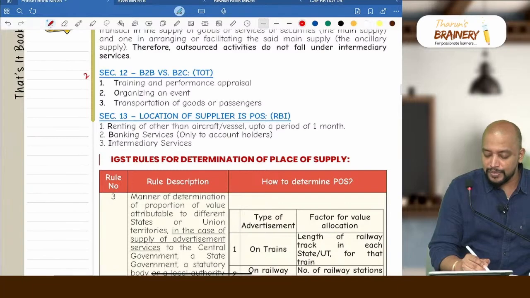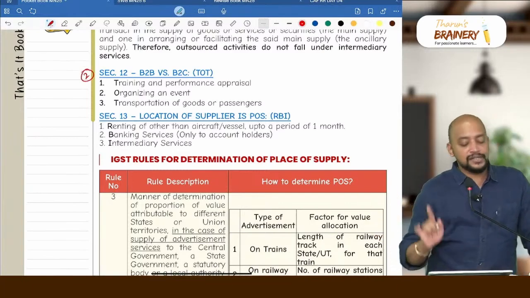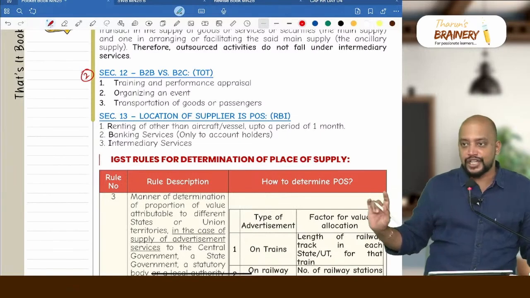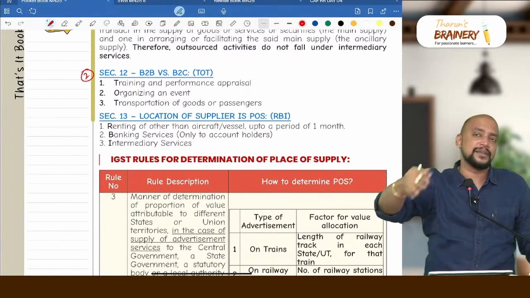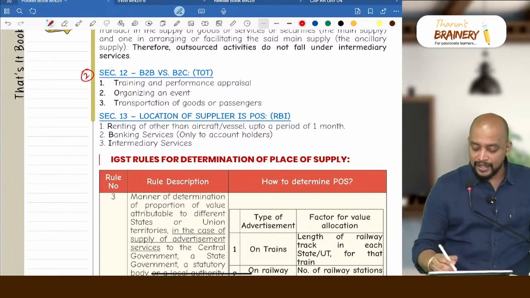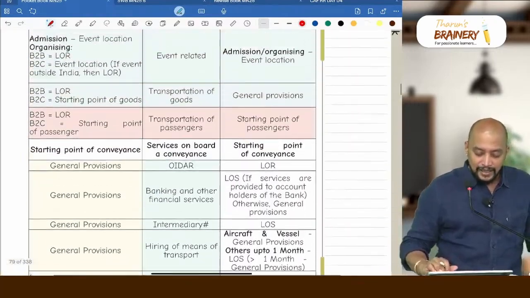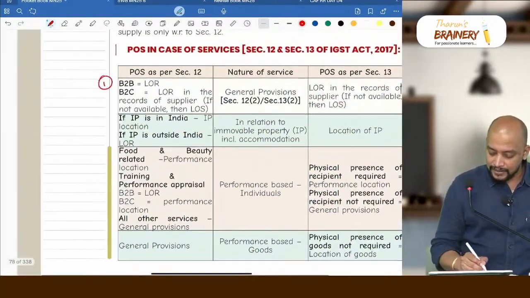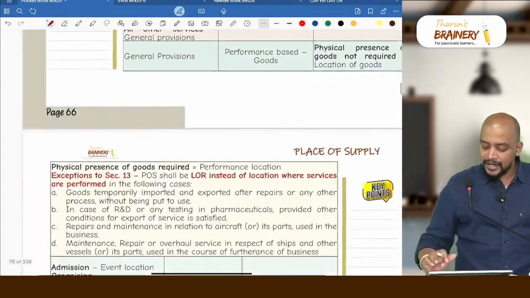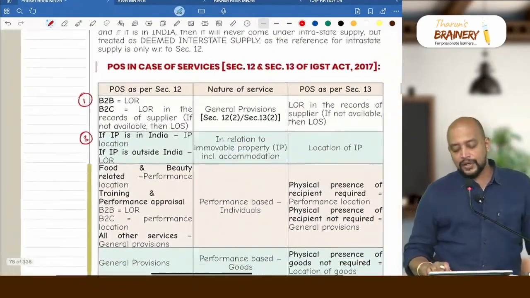What is that? B2B, B2C classification, where it is required: TOT, training and performance appraisal, organizing an event, transportation of goods or passengers. So there B2B, B2C will always be applicable, and B2B will be location of recipient. In these cases what should be taken as B2B? B2B will be location of recipient. And then the third point that you need to remember is in relation to immobile property and event related. These 2 have one common point.